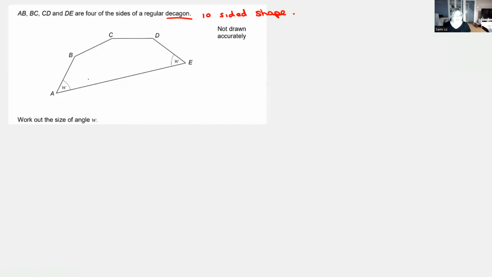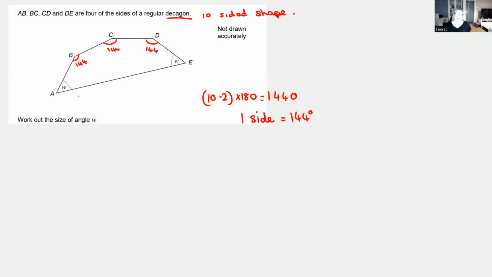So once we have a 10-sided shape, the first thing I'm going to do is simply work out the interior angle for a 10-sided shape. So I'm going to do 10 minus 2, and then times that by 180. That's going to give me 1,440, which means for one angle, I'm dividing that by 10, it's going to give me 144 degrees. So straight away I know that's 144, that's 144, and that's 144.